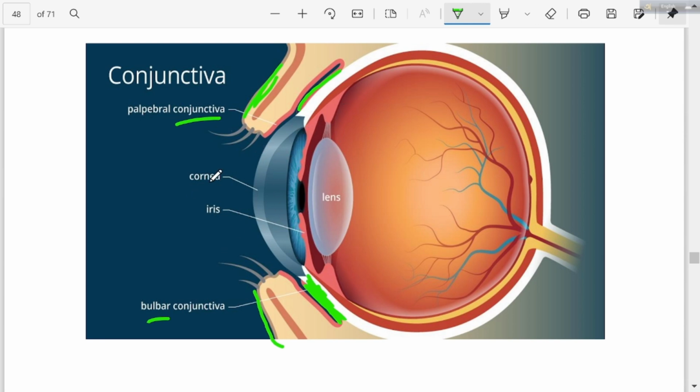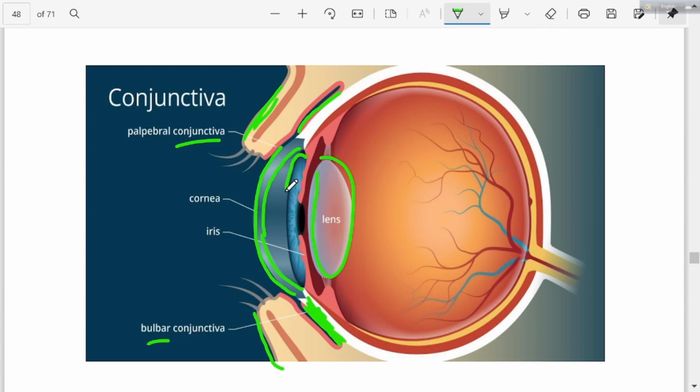Now on this lateral view we can see the cornea. As I mentioned, this is the transparent area of the eyeball, and it consists of the one sixth portion of the total eyeball.